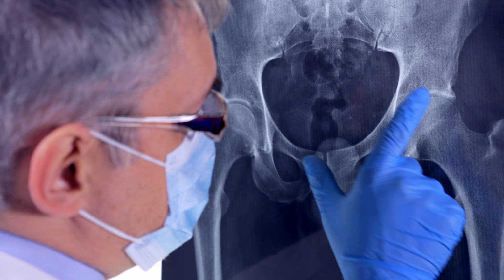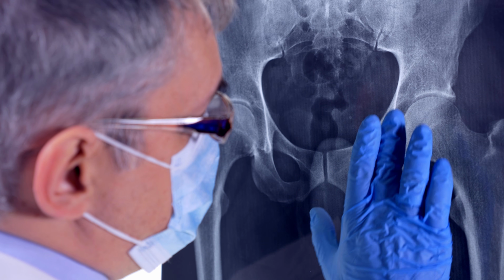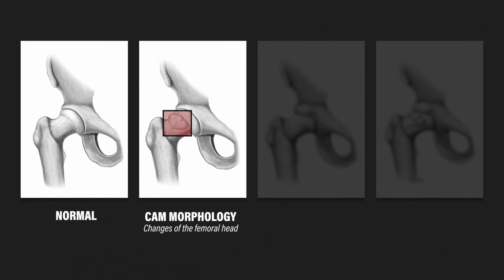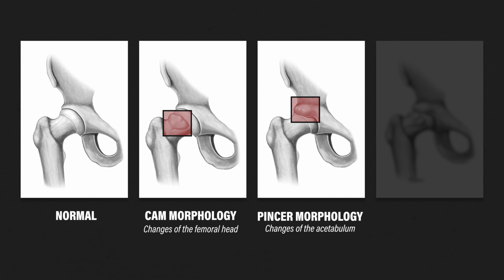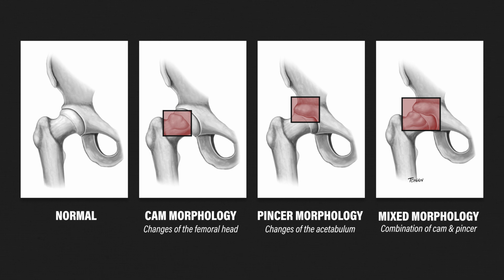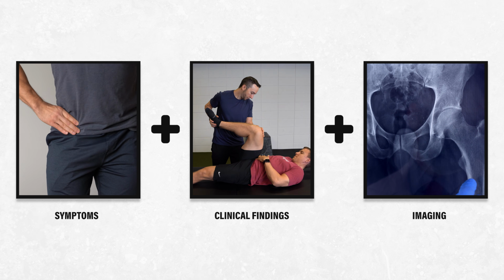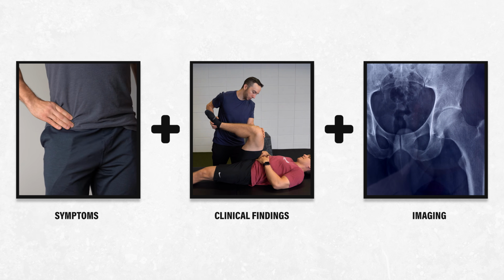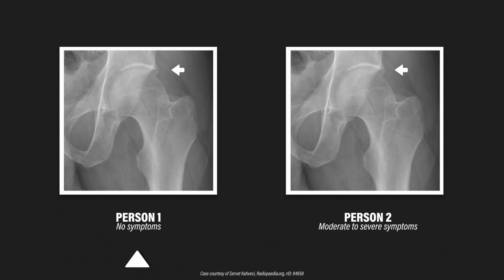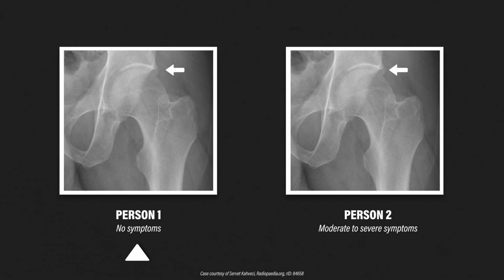Along with symptoms and clinical findings, imaging is necessary to diagnose FAI. X-rays can be performed to assess changes in the shape of the hip bones. Cam morphology refers to changes of the femoral head, pincer morphology refers to changes of the acetabulum, and mixed morphology describes a combination of the two. Imaging findings, clinical signs, and symptoms are all required to make the diagnosis because it is possible to have changes on imaging without symptoms.